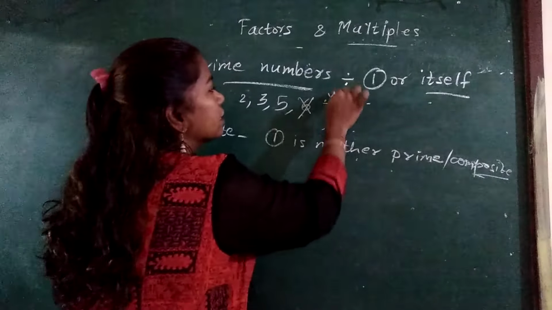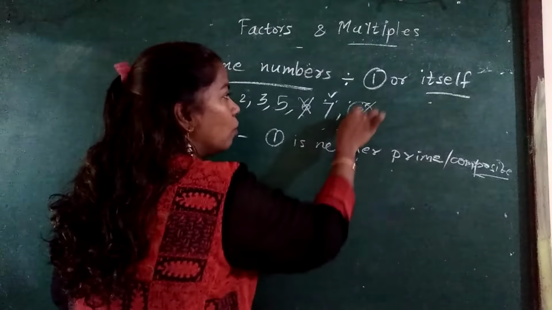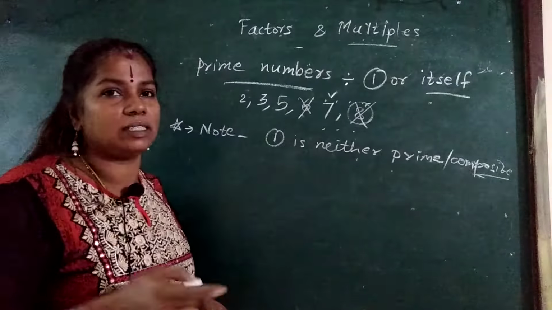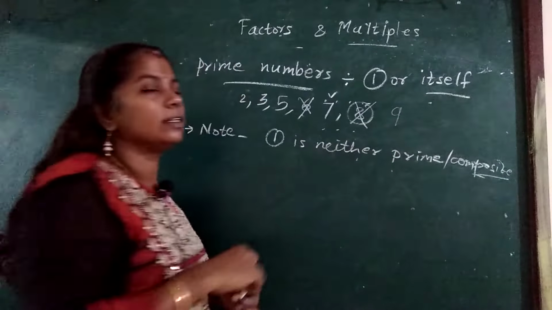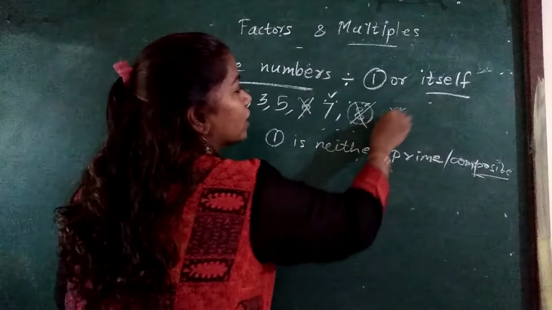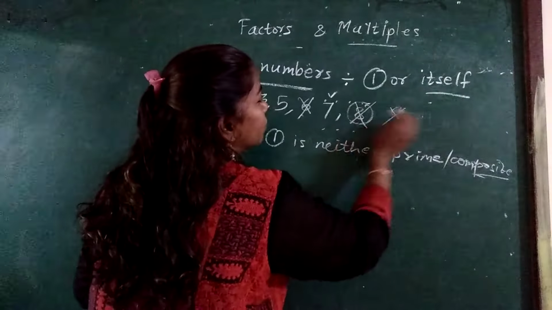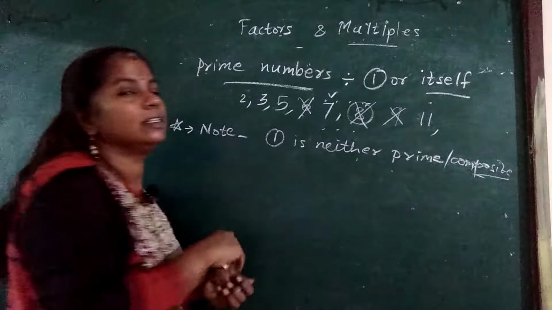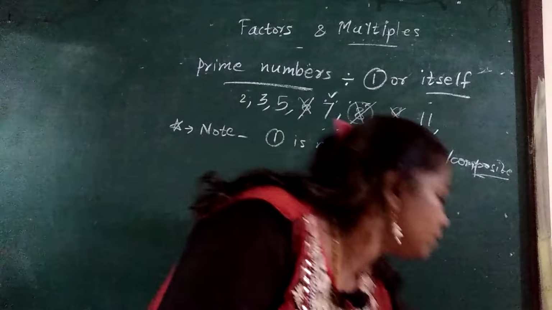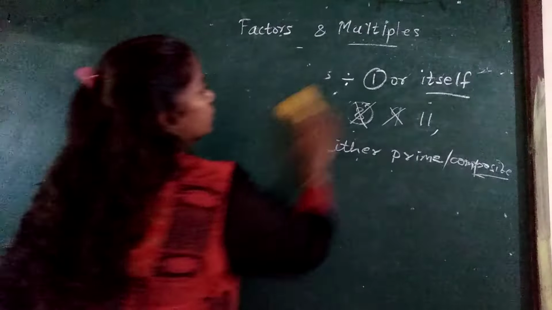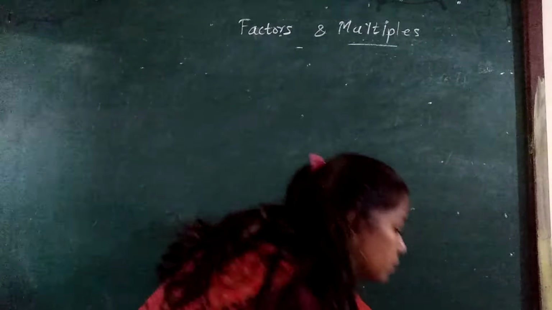7, yes. 8, is 8 a prime number? No. Why? Because it is divisible by 2 also, 4 also. Then, go with 9. 9, no. Because it is divisible by 3. Then, 7, sorry, we have already written. 11. So, like that, you have to find the prime numbers. I will revise. Prime number is what?